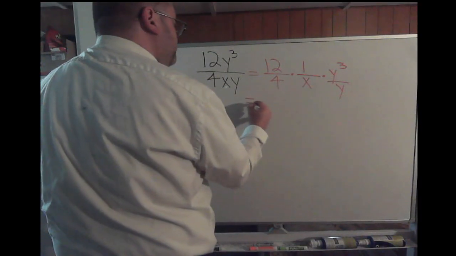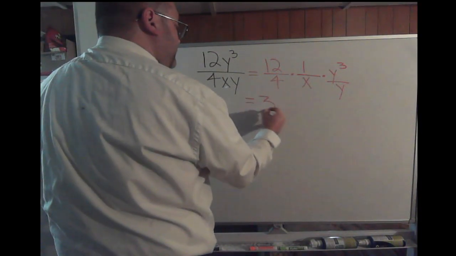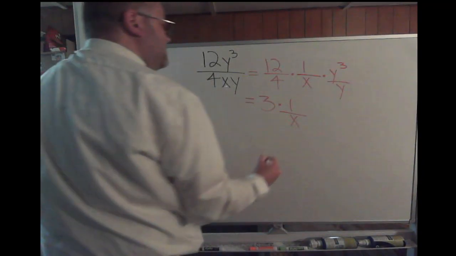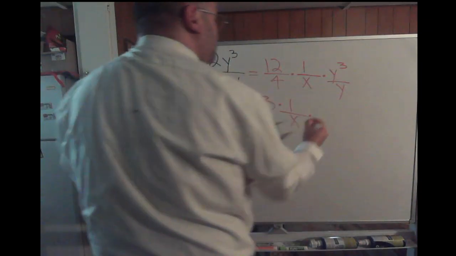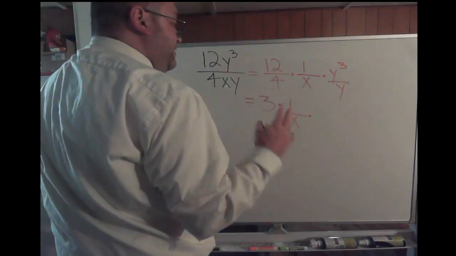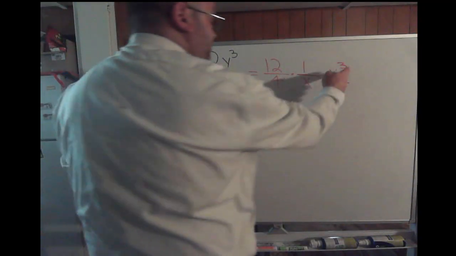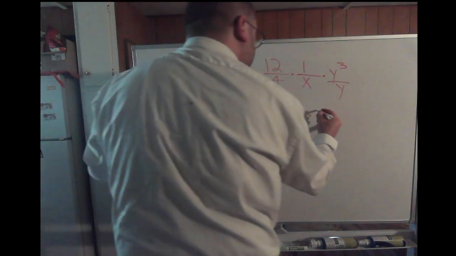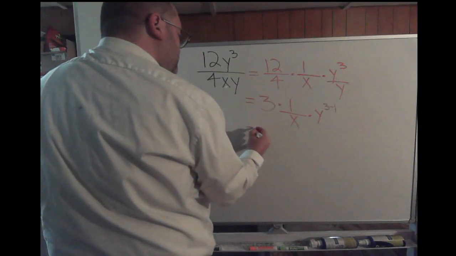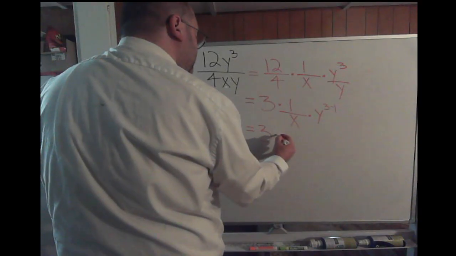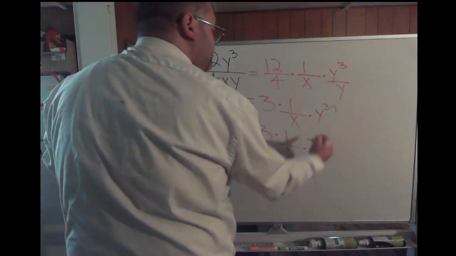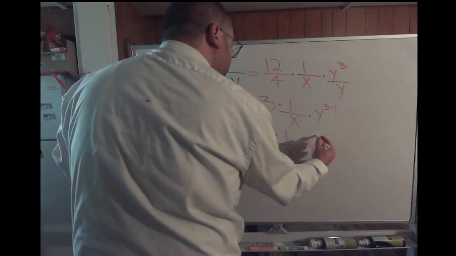Now we know 12 divided by 4, that's 3. You'll have that times 1 over x times, now we got y to the 3rd over y. That's going to be, again, where the power in the numerator is greater than the power in the denominator. You'll take that times y to the 3 minus 1. So what you would get is 3 times 1 over x. Now you got times y to the 3 minus 1, that'd be y to the 2nd.